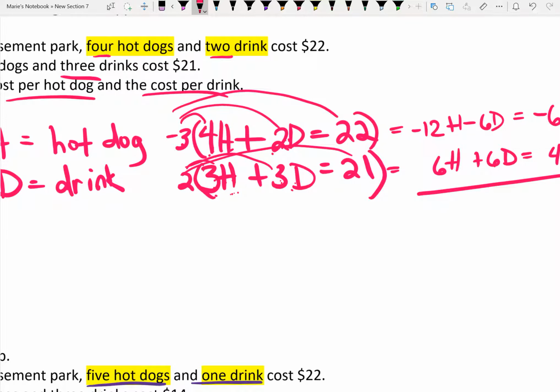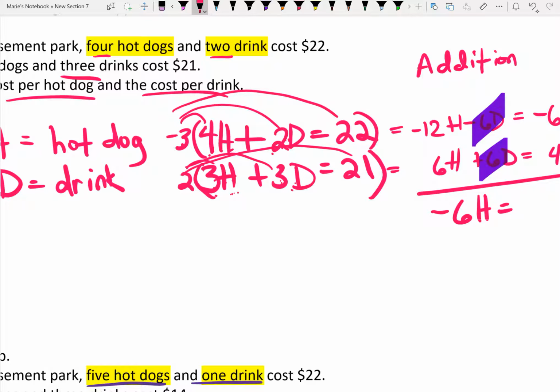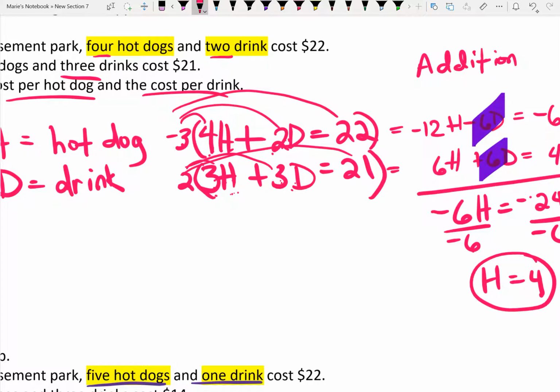Alright, and now I combine. This is the addition method part. So you have to set it up so that you can do the addition, and then you have these variables canceling. If you notice, the 6D cancels. This leaves you with -6H equals, and this is going to leave you negative, it looks like 24. Alright, and so the next step would be to divide by negative 6 on both sides, leaving me H is equal to 4.